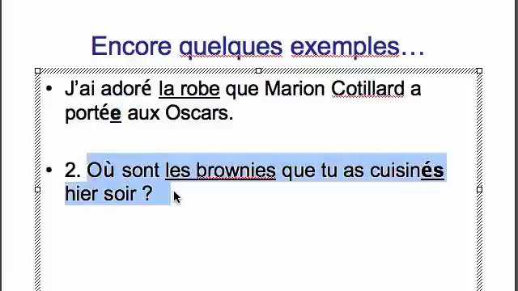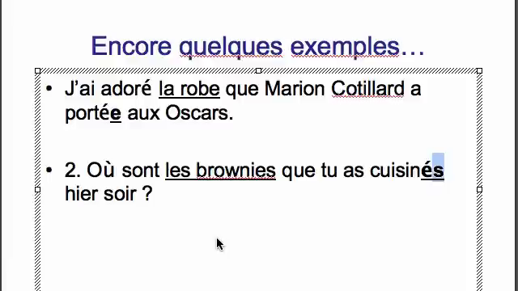Okay, let's do one more. Où sont les brownies que tu as cuisinés hier soir? Okay. Where are the brownies that you cooked last night, or that you baked last night? Okay, so what did you bake? Well, you baked brownies, all right, and that's what's receiving the action of the verb, and it comes before the verb. Brownies comes before the verb cuisiner, therefore preceding direct object agreement has to come in, and we have to add an S, because brownies is pluriel. Okay. So again, same rules apply. E for féminin, S for pluriel, ES for féminin pluriel.